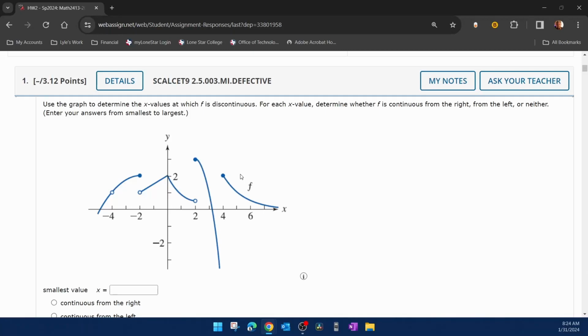Question number 1 from our Calculus 1 homework number 2 in WebAssign. It says use the graph to determine the x values at which f is discontinuous. For each x value, determine whether f is continuous from the right, from the left, or neither.